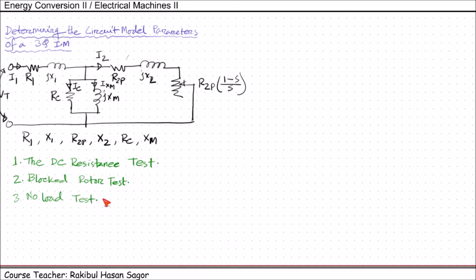Let us start discussion on the DC resistance test first. Number one, the DC resistance test. The DC test is done to find the stator resistance R1, this R1 value.